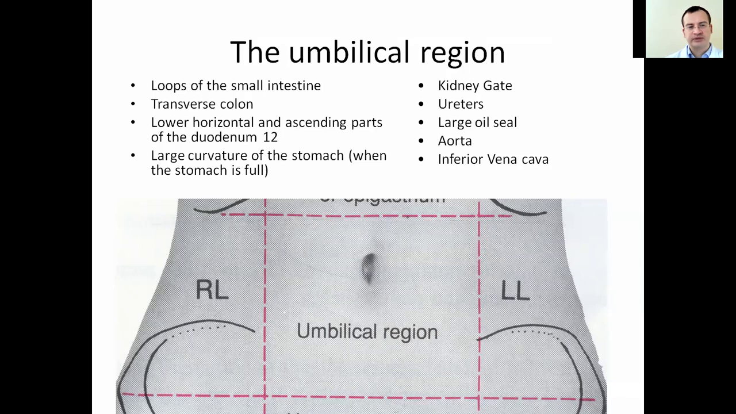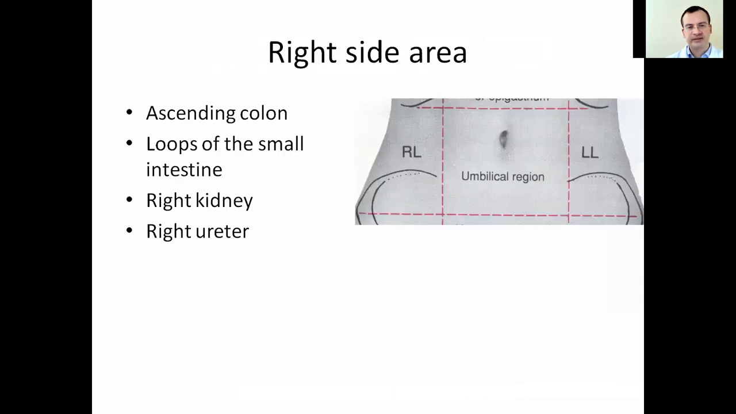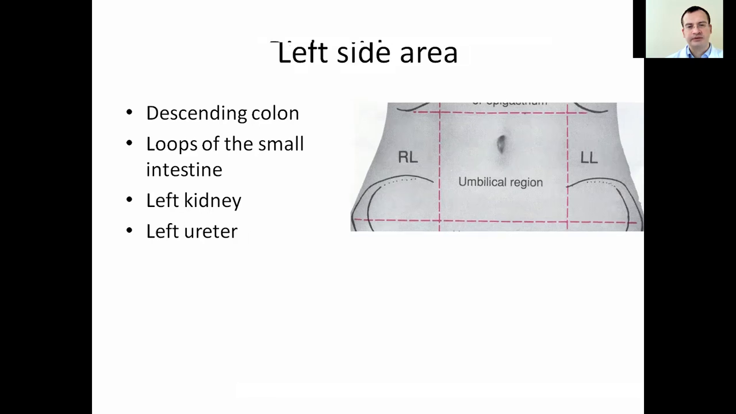The umbilical region: loops of the small intestine, transverse colon, lower horizontal and ascending parts of the duodenum, greater curvature of the stomach, kidney hilum, ureters, greater omentum, aorta, inferior vena cava. Right lateral area: ascending colon, loops of the small intestine, right kidney, and right ureter. Left lateral area: descending colon, loops of the small intestine, left kidney, and left ureter.